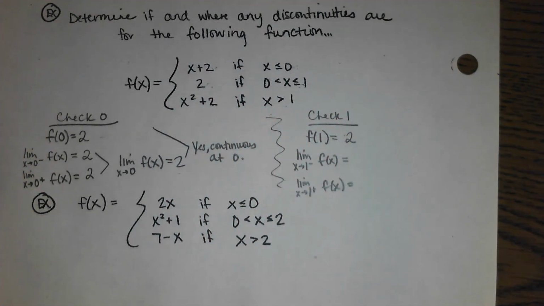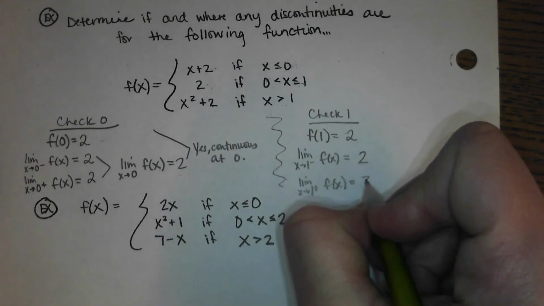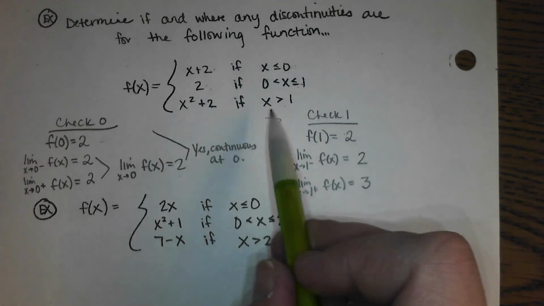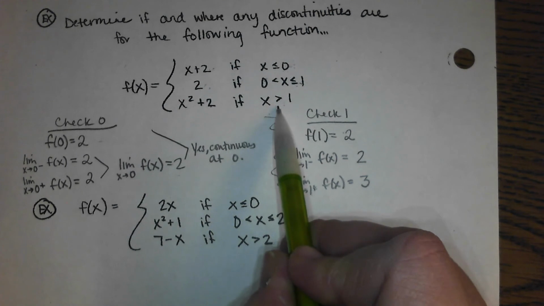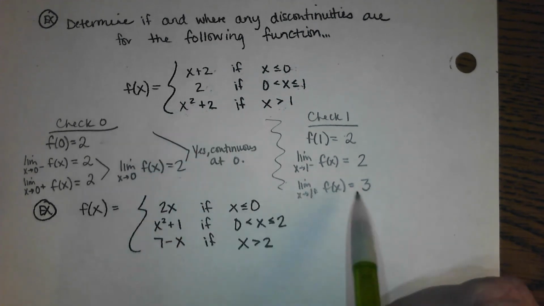Mitch, what is the limit as we approach 1 from the left? 2. Morgan, what is the limit as we approach 1 from the right? 3. Very good. So approaching 1 from the right, for those of you who don't know where she got that from, these are the numbers that are to the right of 1. So we would plug 1 into there. 1 squared plus 2 is 3.